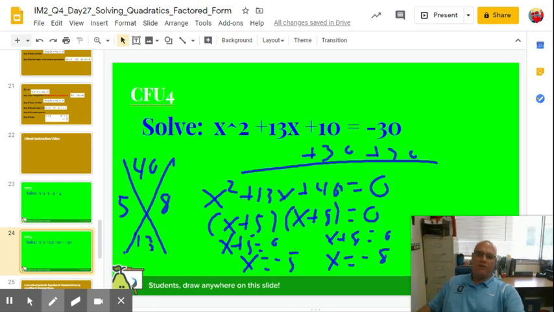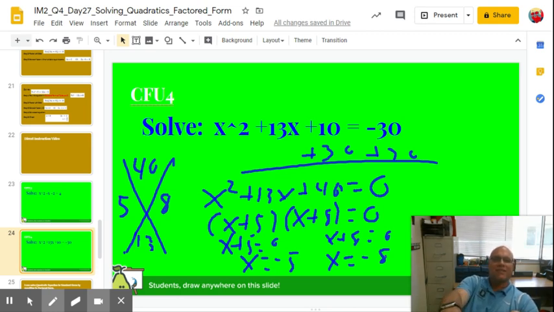Okay, so let's check it. Substitute the negative 5 in for x. I get negative 5 squared is positive 25. Plus 13 times negative 5 is negative 65. So 25 plus negative 65, that's negative 40. Negative 40 plus 10, bingo, negative 30. Check.